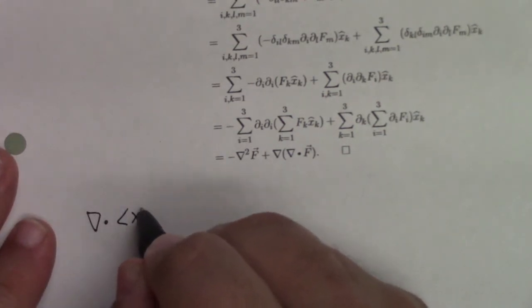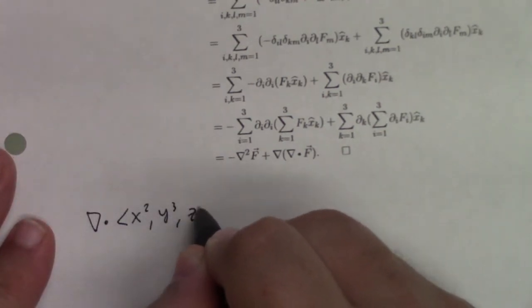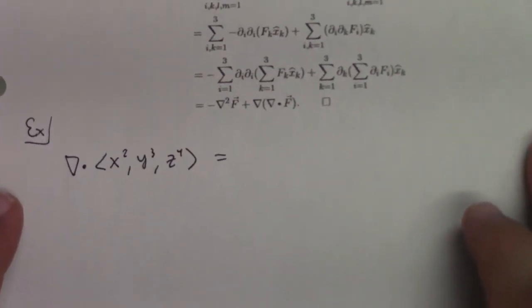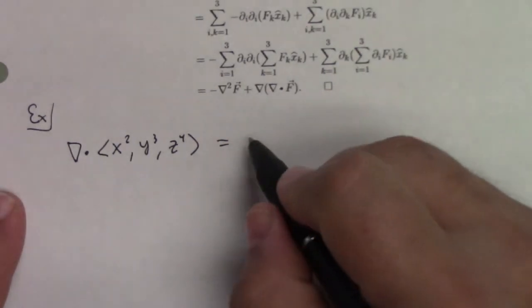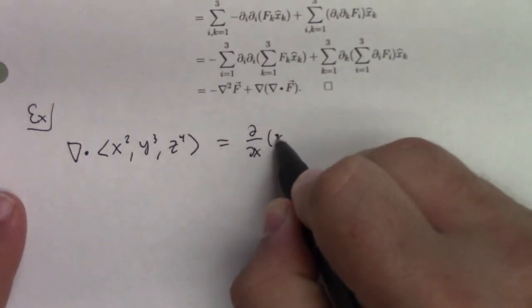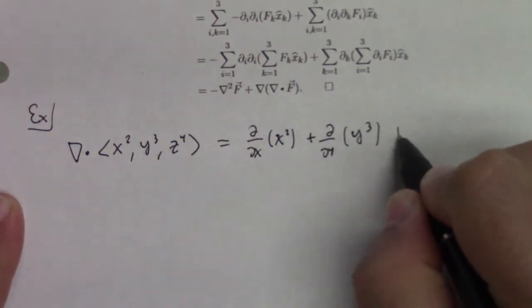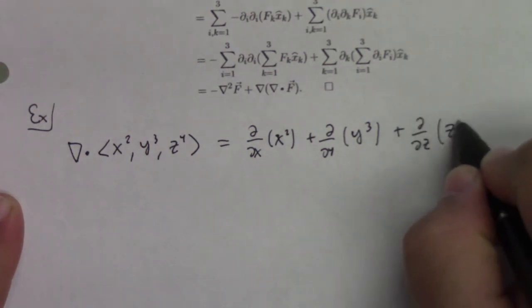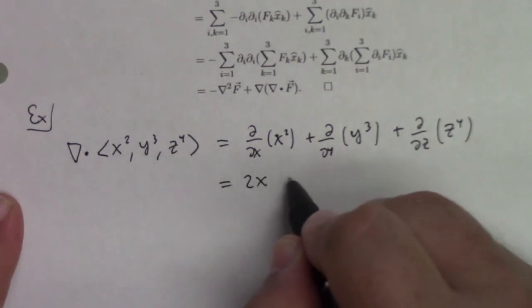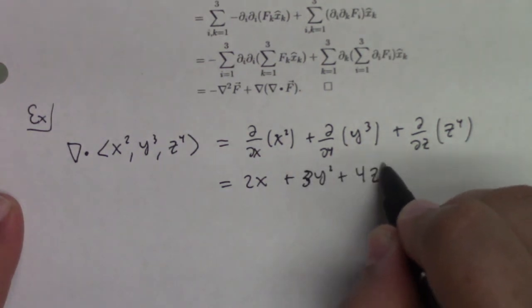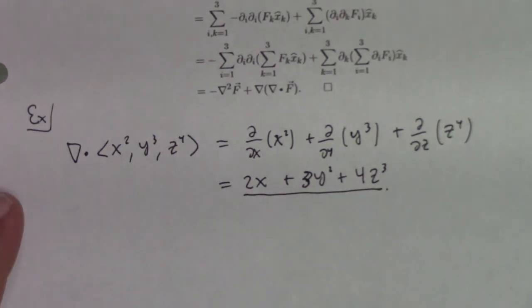Divergence of x squared, y cubed, z to the fourth. All right, let's see here. This would be partial x of x squared plus partial y of y cubed plus partial z of z to the fourth. And so the answer is 2x plus 3y squared plus 4z cubed. That's a sample divergence calculation. We've already done gradient calculations, so I won't do another one of those for you.